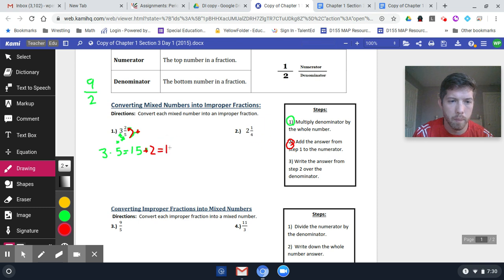All right. So step 1 and 2 kind of go together. We multiply and then we add. And then we're going to write the answer from step 2 over the denominator, and we're done. So this is now our new numerator. So 17 is going to go on the top. And our denominator in our final answer is always going to be the same. So right there, that is called an improper fraction. Notice just like the example I showed up here, the 9/2, this is 17/5. The top number is larger than the bottom number, so that's good to go.